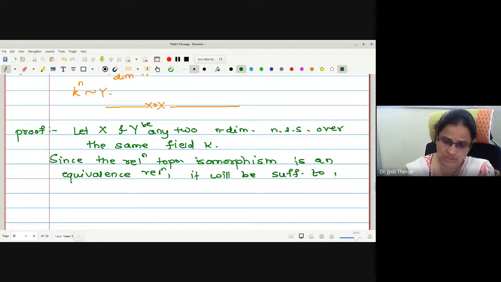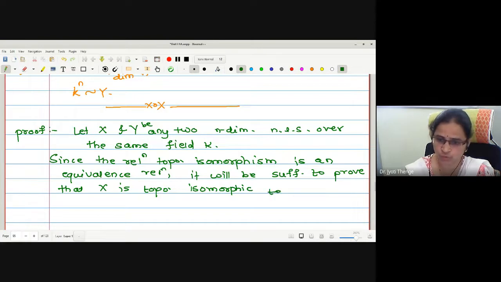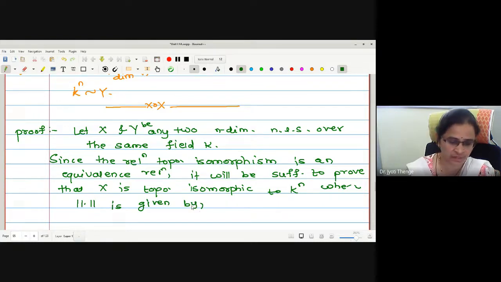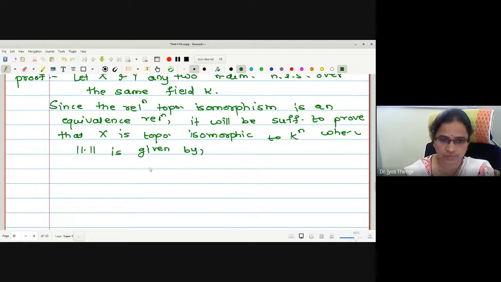It will be sufficient to prove that x is topologically isomorphic to Kn, where the norm is given by. What is the norm we were defining? On K, this is norm x. Okay. x is an element of K.